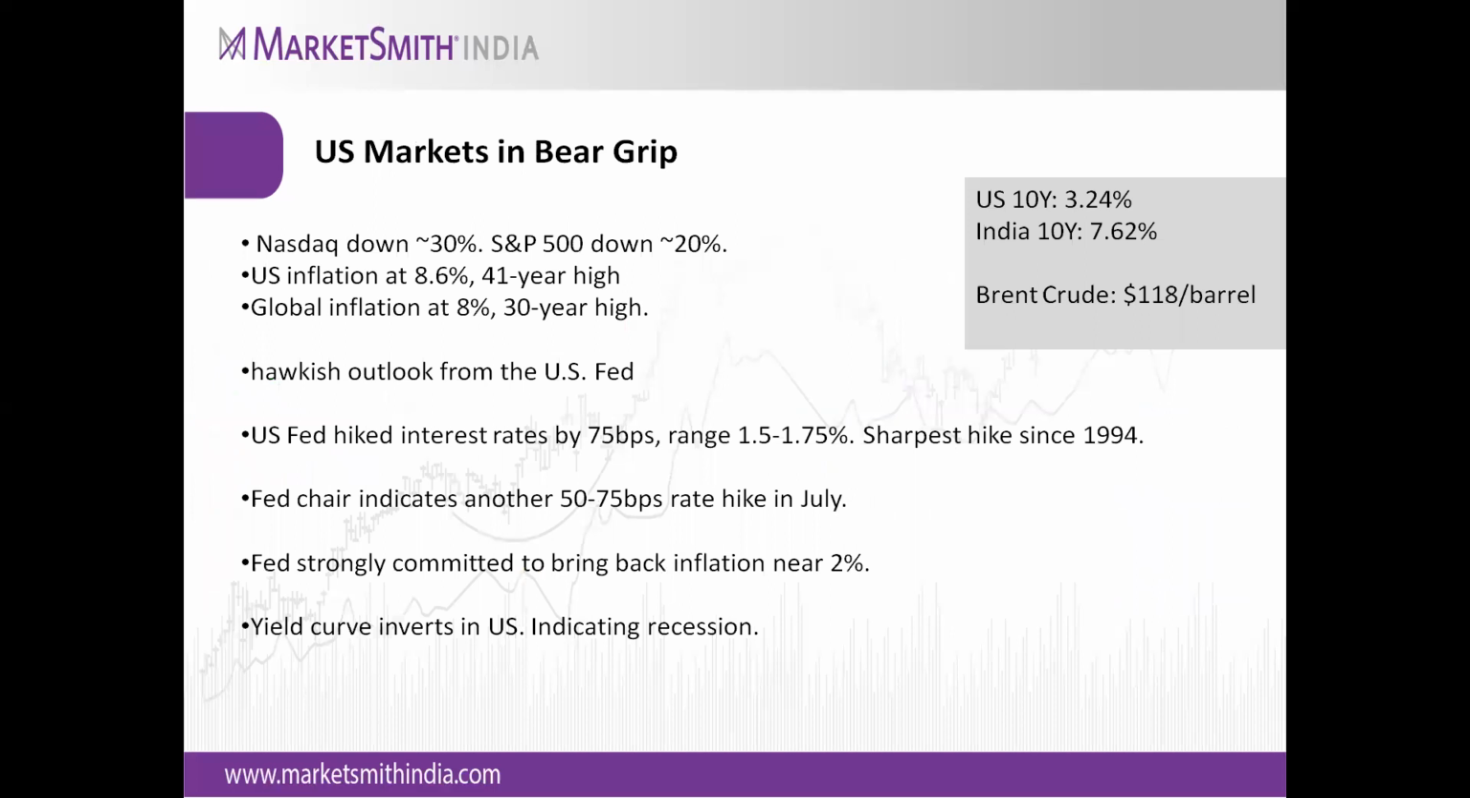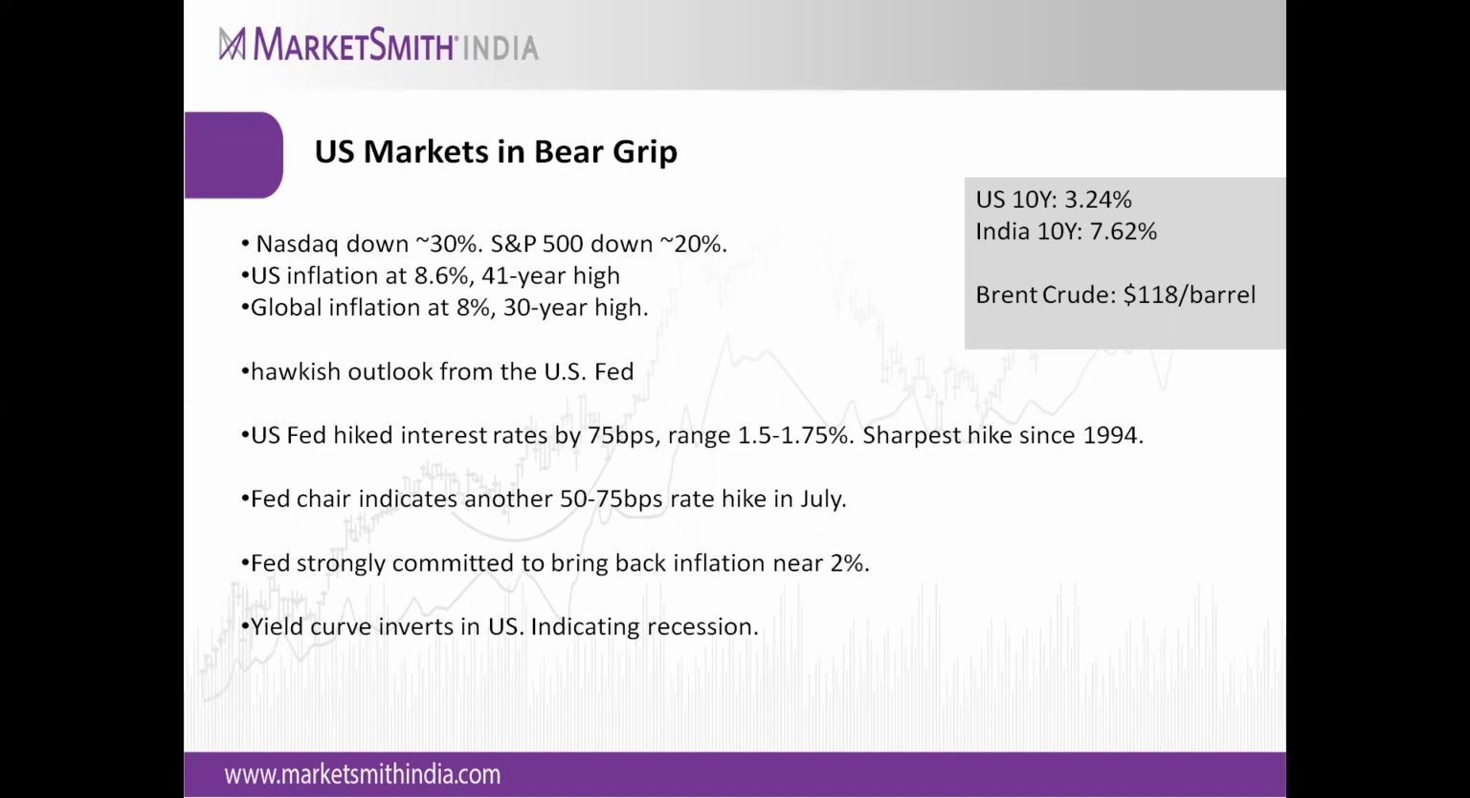Talking about what happened in the market, there have been many news items, and most of them are priced in already. US markets are in a bear grip because, according to the definition, when a major index like Nasdaq or S&P declines nearly 20% or more from its all-time highs, that market is considered a bear market. Currently, Nasdaq is down nearly 30%, S&P down 20%. So technically, the US market is in a bear market at the moment.